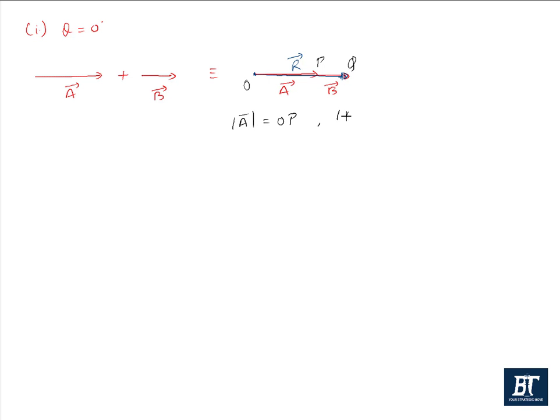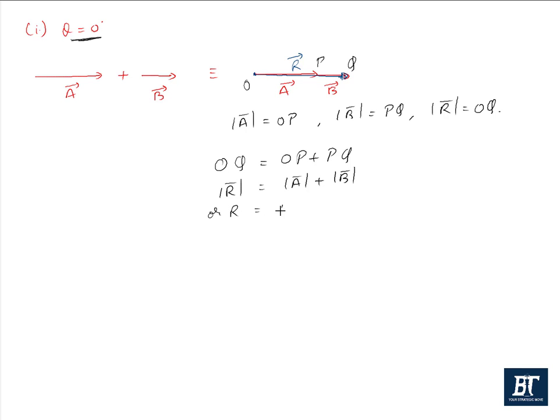The length of vector B is equal to the distance between points P and Q, and the length of vector R, or the magnitude of vector R, is equal to the distance between points O and Q. So in this special case when theta is equal to 0, we can clearly see that OQ is equal to OP plus PQ. So in this case the magnitude of R is equal to the magnitude of A plus the magnitude of B.